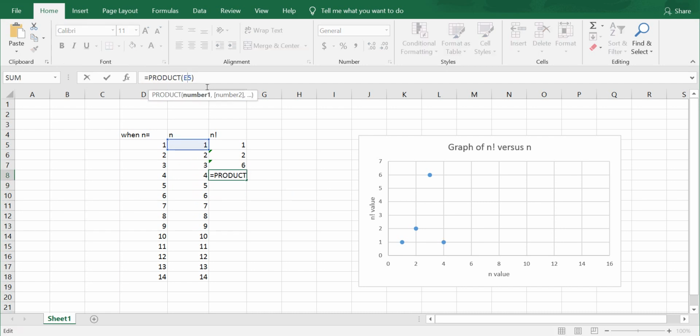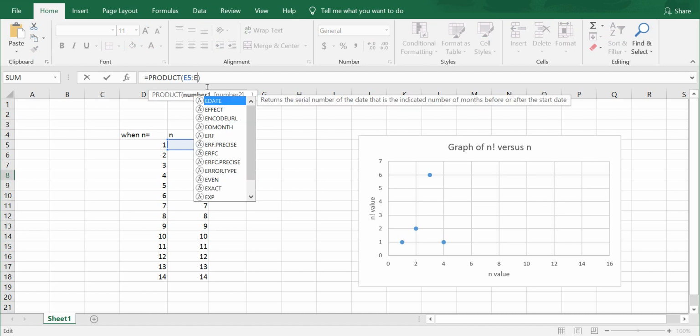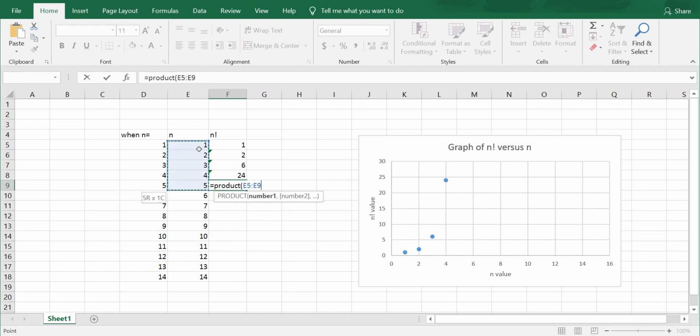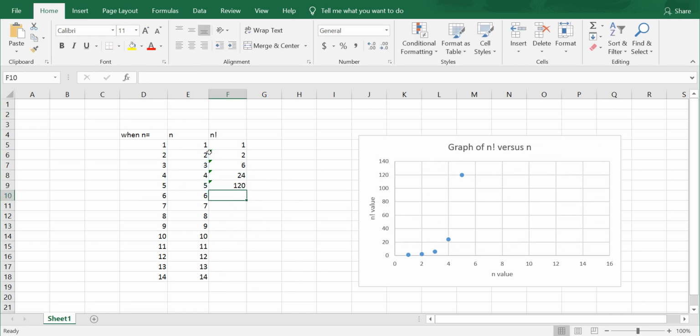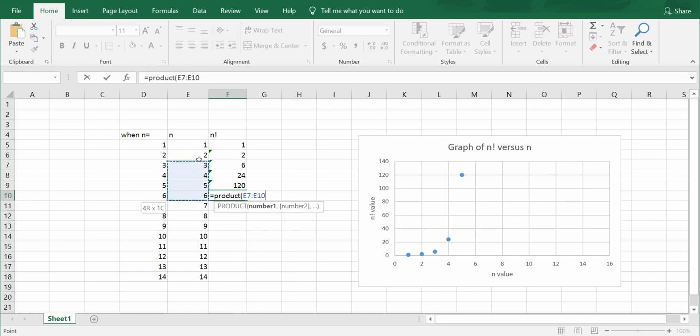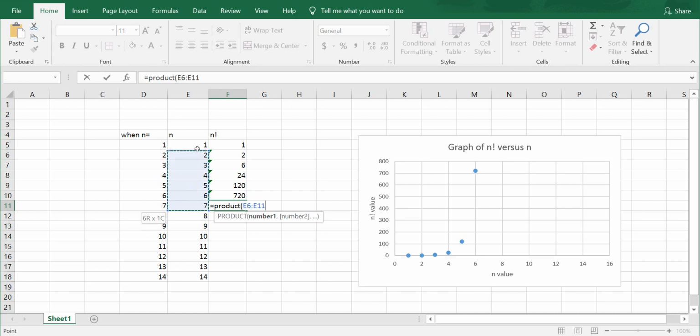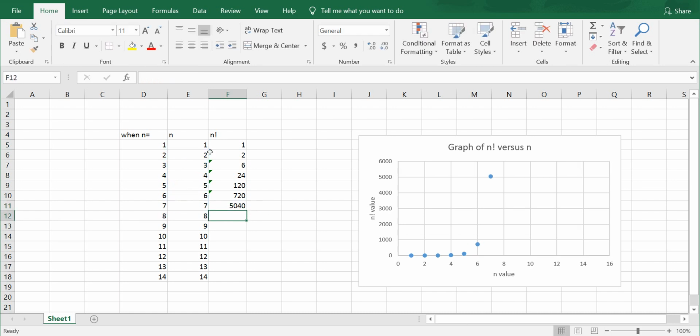Oops, there's some errors down here. So the graph slowly builds up, and as you can see, as n increases, n factorial increases much more. We have now reached n equal to probably 8. I'm going to stop here.